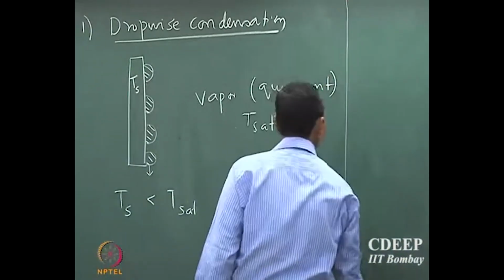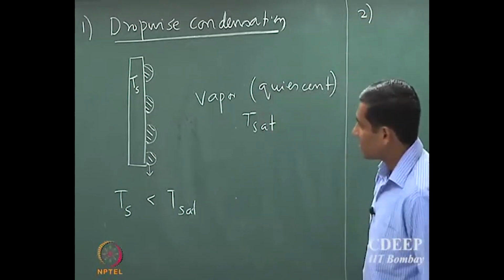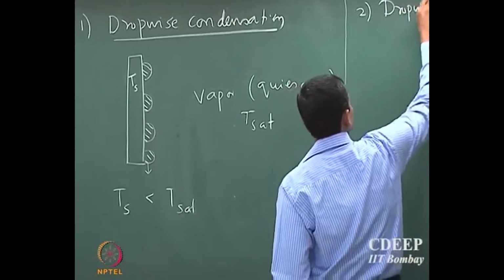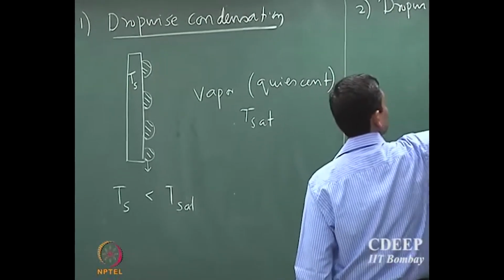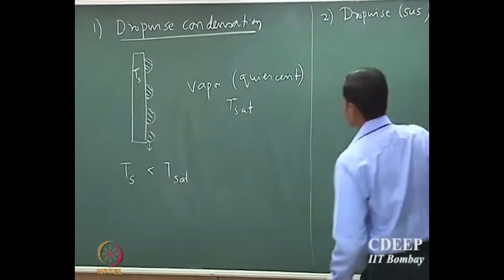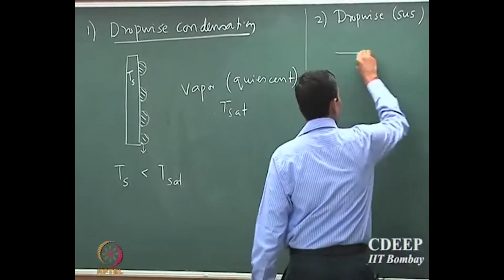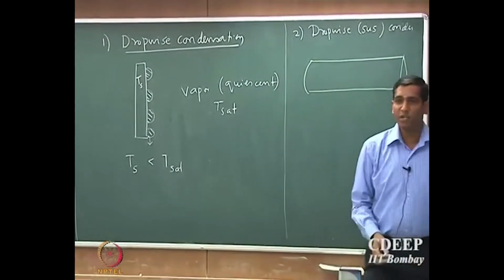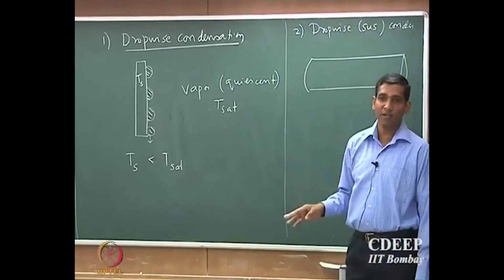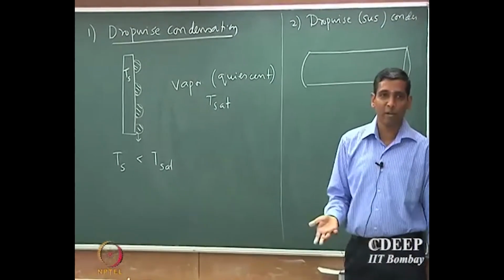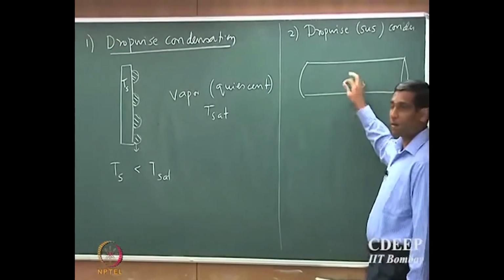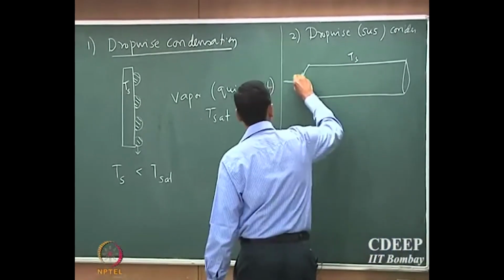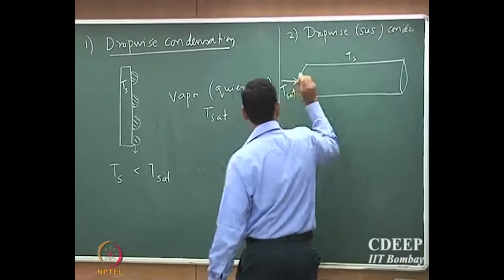So, now if I look at the dropwise suspended condensation process. Suppose I take a tube. This dropwise suspended condensation is fairly common in several heat transport equipments. So suppose I take a tube, okay, and the surface of the tube is maintained at temperature Ts, and there is vapor which is flowing through this tube at, let's say, the saturation temperature Tsat.